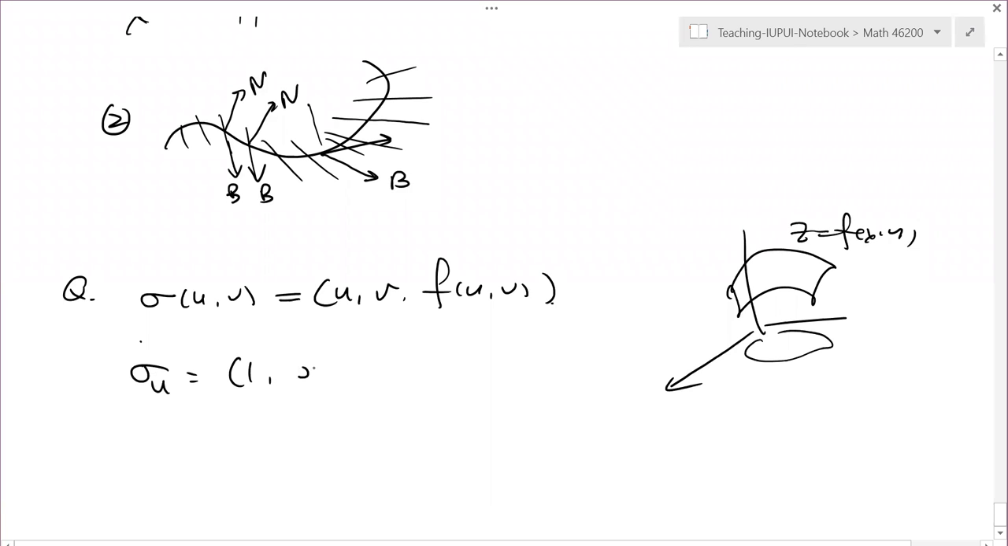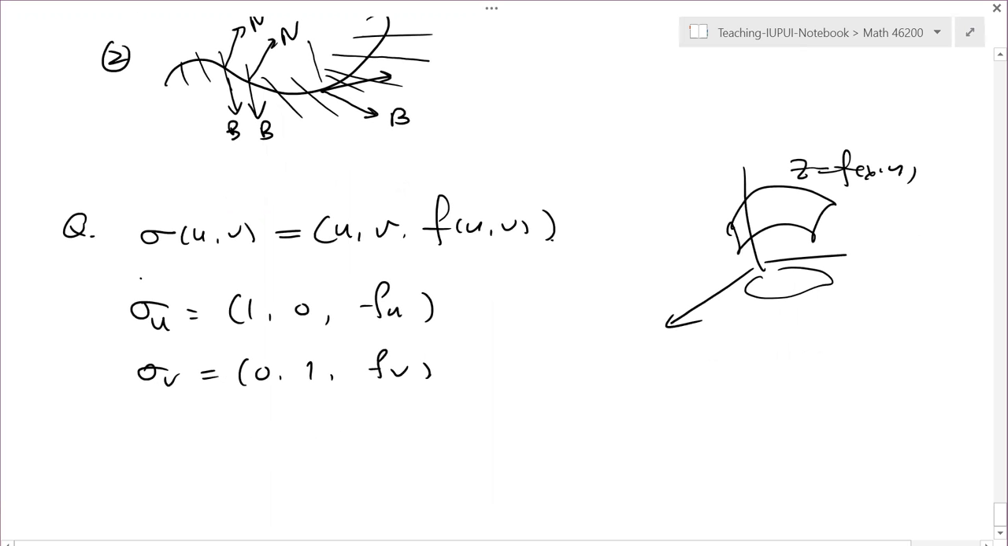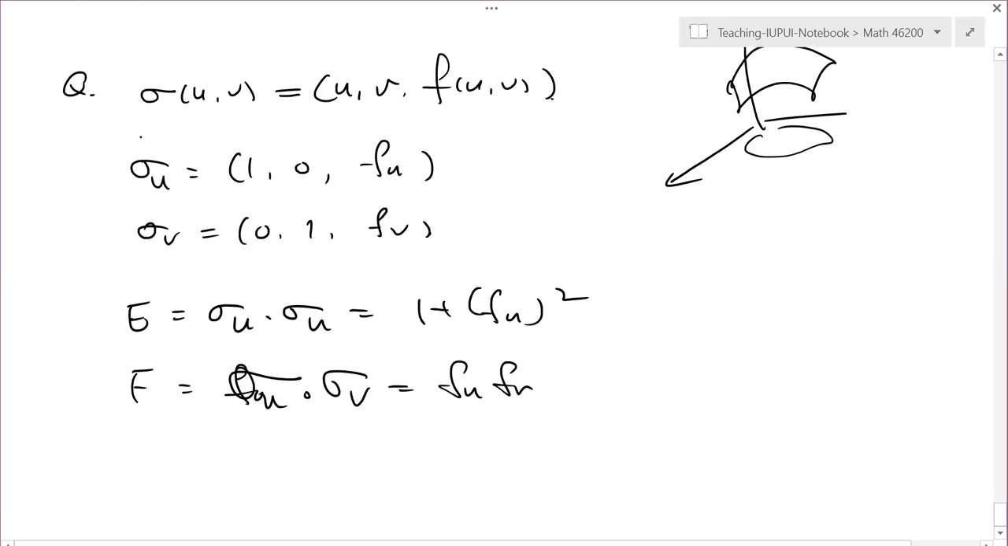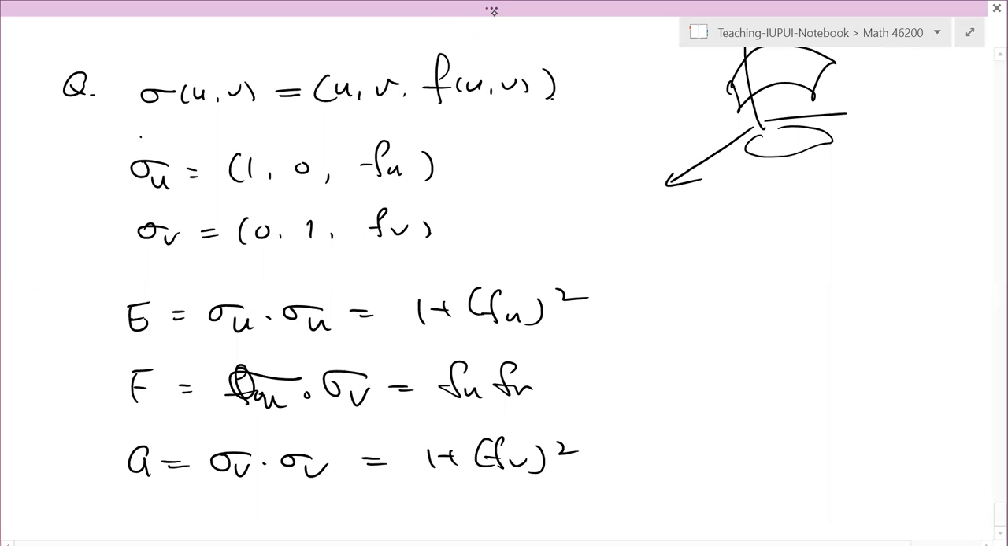Let's do the whole thing. Sigma u is going to be (1, 0, f_u). Sigma v is going to be (0, 1, f_v). Pretty quick. The normal is going to be sigma u cross sigma v, so it's just (-f_u, -f_v, 1), and the norm is the square root of 1 plus f_u squared plus f_v squared. So those are the formulas.